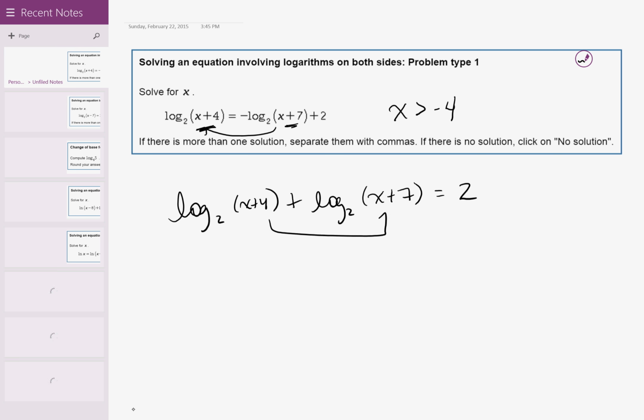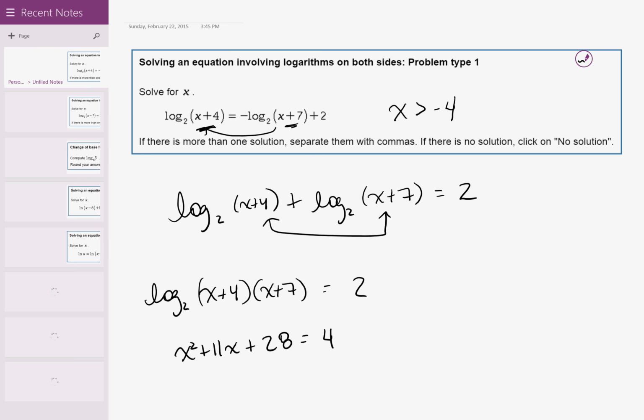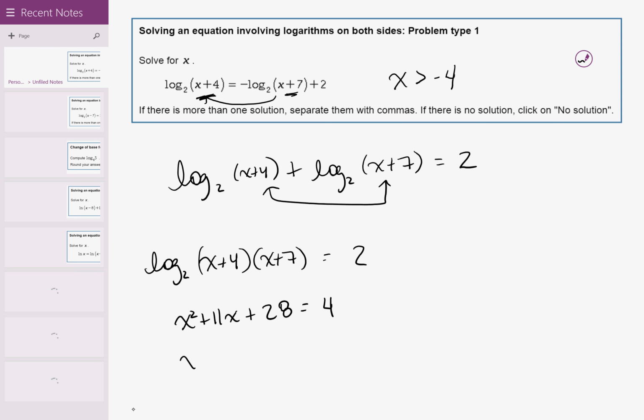Now, using the product rule, I'm going to put these together. So the log base 2 of (x plus 4)(x plus 7) is equal to 2. That means that x squared plus 11x plus 28 is equal to 2 squared, which is 4. Subtract 4 from both sides. This is just a quadratic equation. x squared plus 11x plus 24 is equal to 0. That's (x plus 3)(x plus 8) is equal to 0. That means that x is equal to negative 3, or x is equal to negative 8.